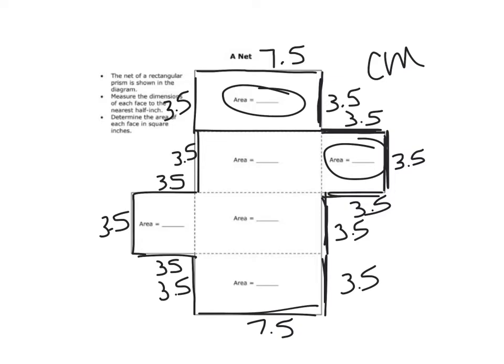Okay, so what would be the area of the rectangle? Okay, so what's the area of the rectangle? 26.25. So that means all of them is 26.25.